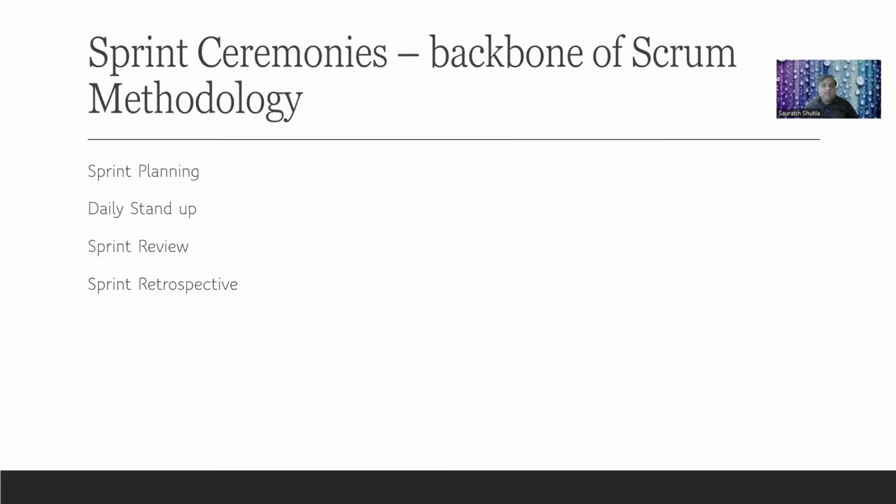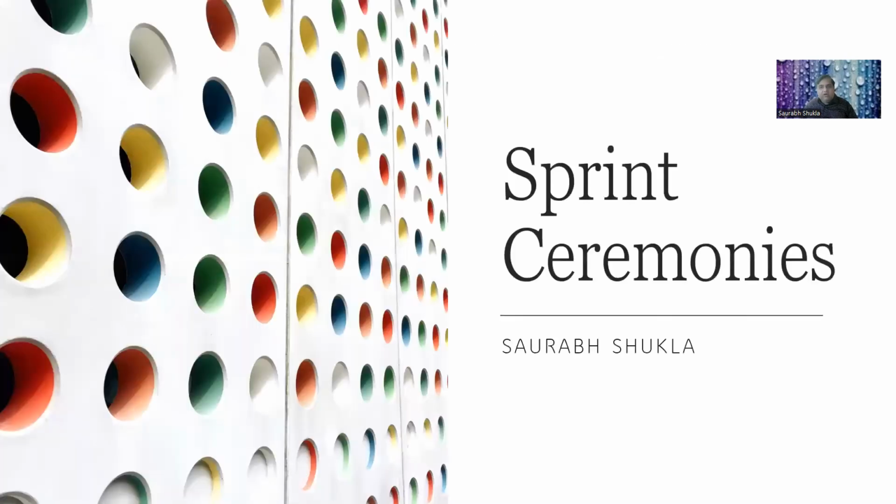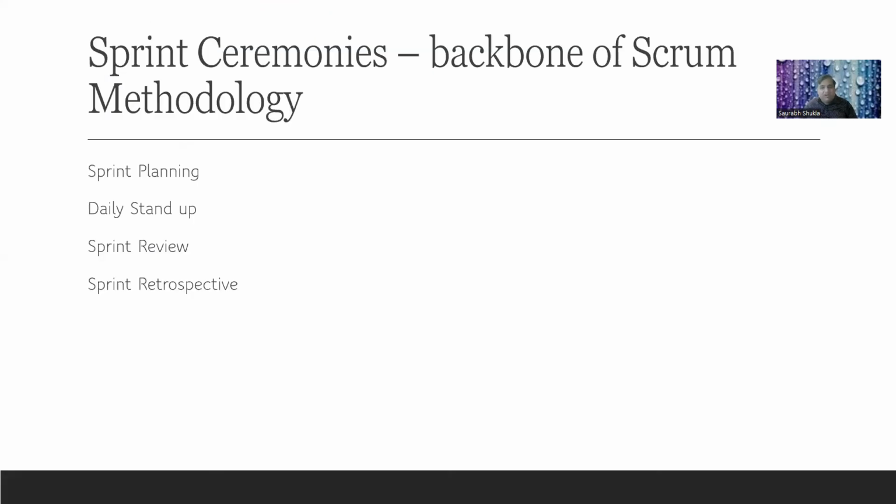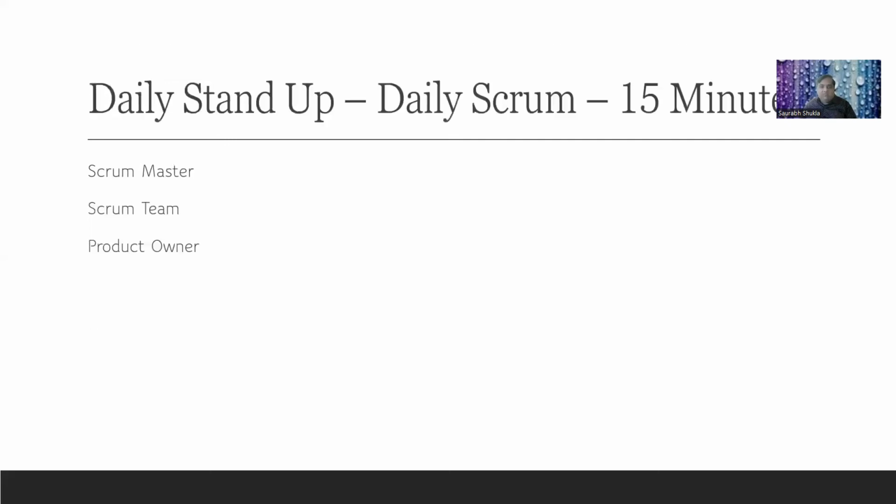Just a recap, there are 4 sprint ceremonies. They are the backbone of the Scrum methodology: the sprint planning, daily stand-up, sprint review, and sprint retrospective. Other than sprint review, you need only the Scrum Master, Scrum team, and product owner. But in sprint review, you need the stakeholders as well. These 4 ceremonies you have to learn because you are in a consulting kind of environment, or you are just talking to the customers. So this will help you.